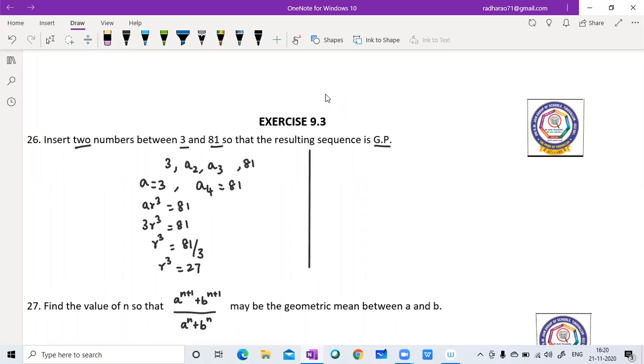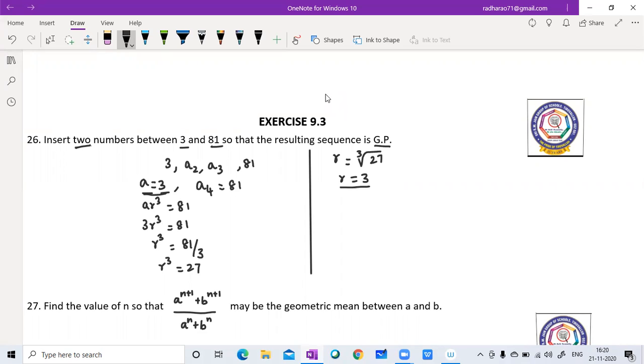So let us find what r is now. r is equal to cube root of 27, that is r is equal to 3. So the first term a is also 3 and r is also 3.